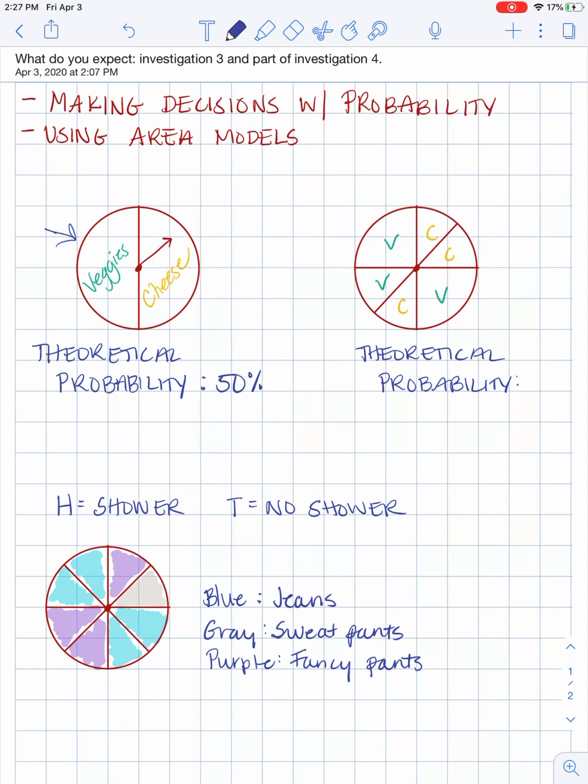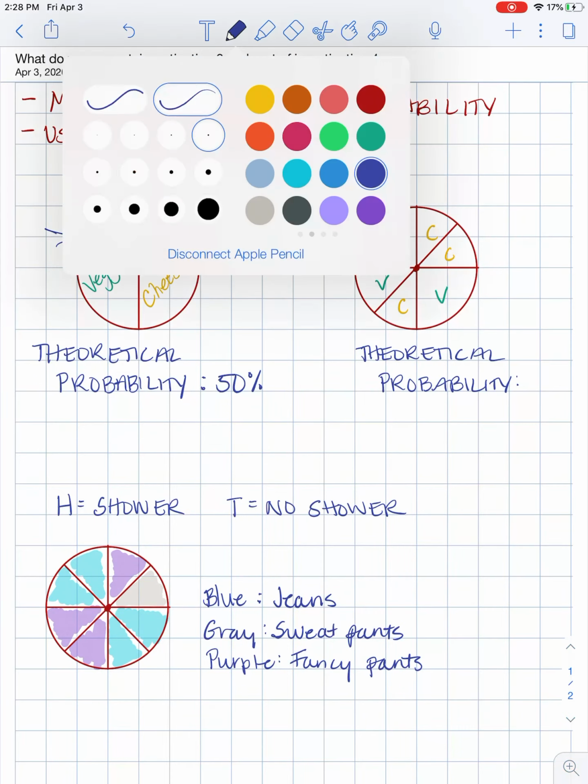If we move on to the second spinner over here, here's where maybe mom could get a little tricky. I noticed that there are 3 sections of the spinner where he could get cheese, and there are 3 sections of the spinner where he could get veggies. Again, without actually doing the experiment, just thinking about theoretical probability, is this still 50-50? It's 3 sections and 3 sections.